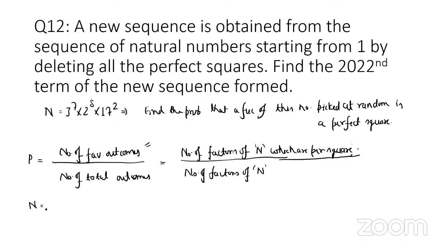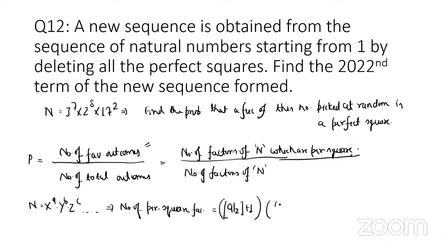Let's say the number is written as x raised to the power a, y raised to the power b, z raised to the power c, and the number is written in prime factorized form. The number of perfect square factors should be what? That should be basically (a/2 + 1)(b/2 + 1)(c/2 + 1) and so on, right?